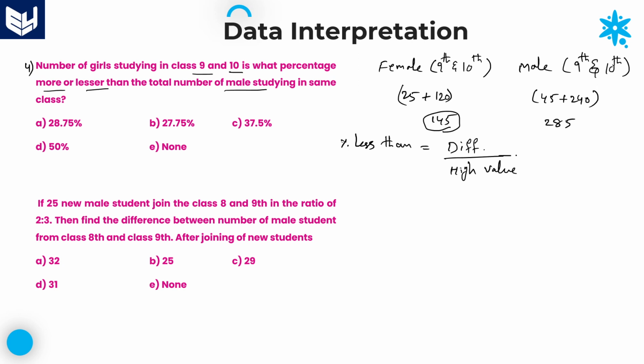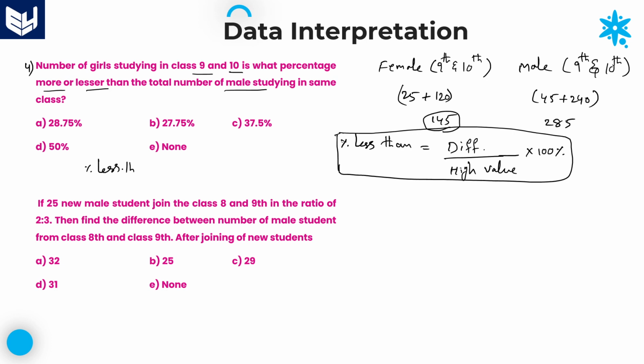Difference between those two divided by high value into 100%. Whenever we are calculating percentage, into 100, the percentage symbol is a common point, right? So percentage less than is equal to difference between those two divided by high value into 100. Now the required percentage less than is equal to difference between those two, 285 minus 145, divided by high value, which is 285, into 100%.